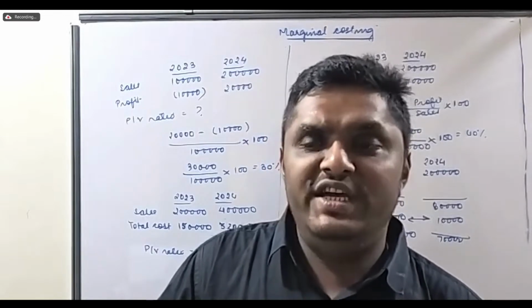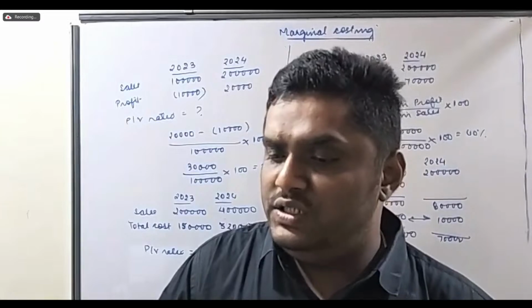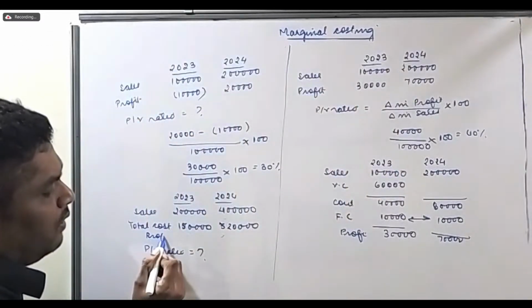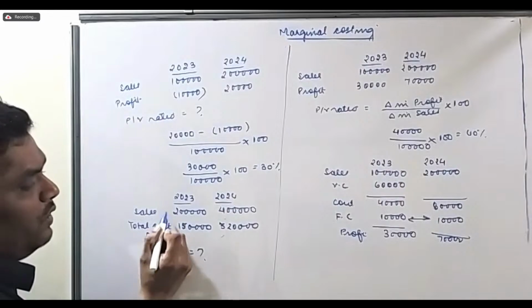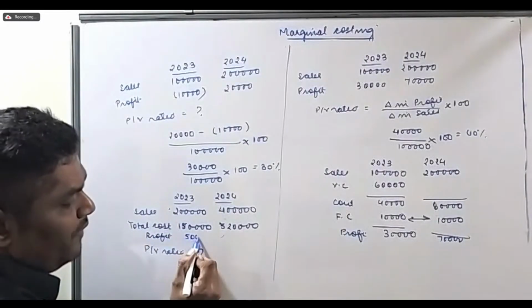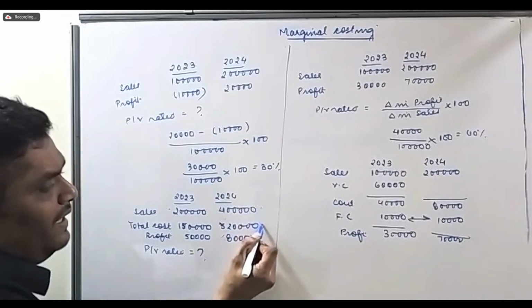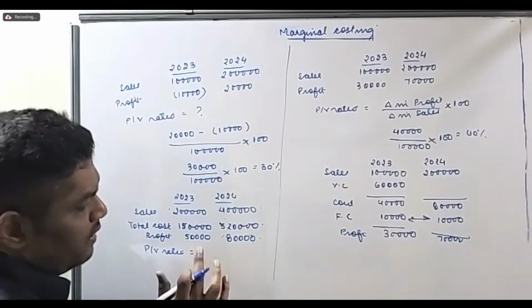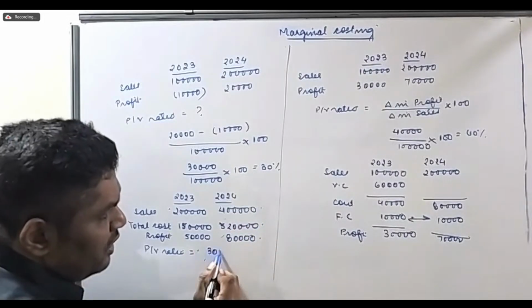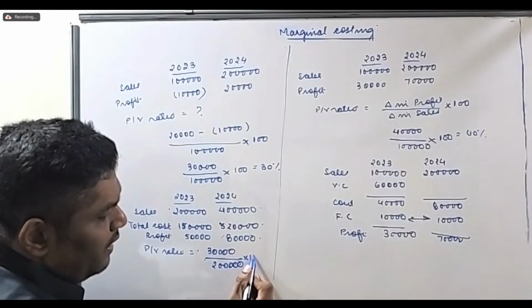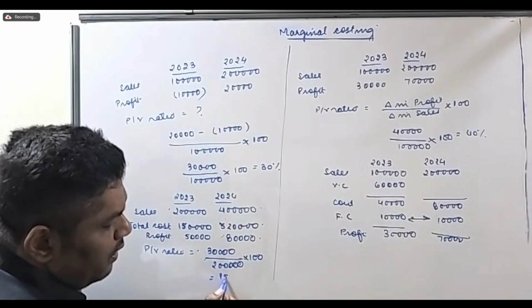See, the formula is change in profit divided by change in sales into 100. We have got the total cost and sales, so we can calculate profit. It is 50,000 and this is 80,000. 4 lakh minus 3,20,000, it will be 80,000. So change in profit is how much? 30,000 divided by my change in sales, that is 2 lakh, into 100.